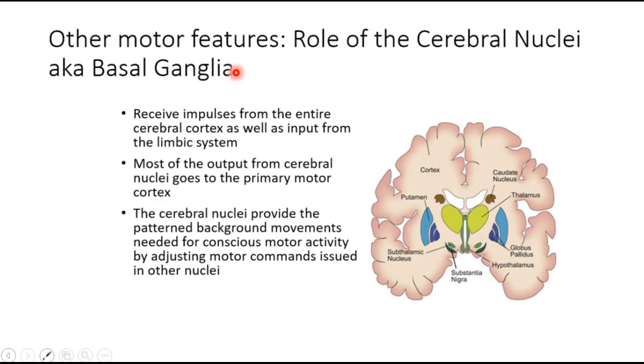How did we define ganglia? Not axons. Cell bodies where? In the peripheral nervous system. So it's not technically correct to call these ganglia because they're CNS structures. So that's why we felt the need to rename them, but everybody's going to call them basal ganglia. And that's just the way it is. Your patho textbook is going to refer to them as basal ganglia.